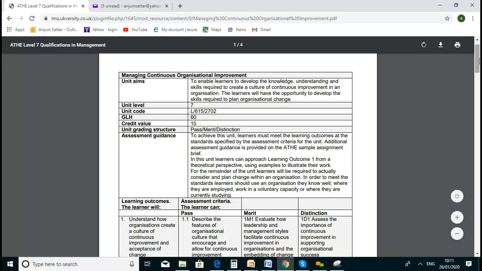create a culture. What is meant by culture? Culture means norms, values, the way we do business. So every organization has a different culture of continuous improvement. You may have heard about CPD, continuous professional development. It means you never stop it. Carry on improving your organization. We have to carry on improving our culture. That will help to improve the organization.